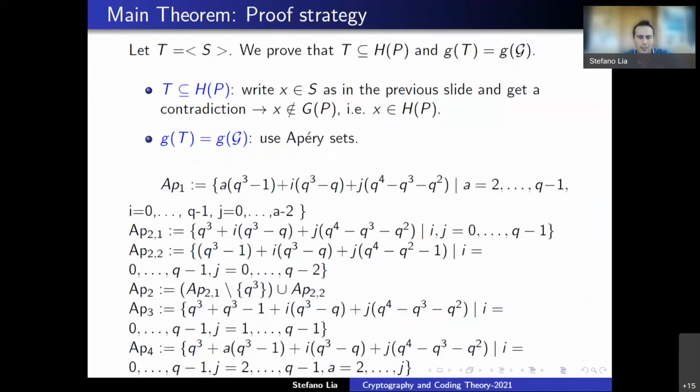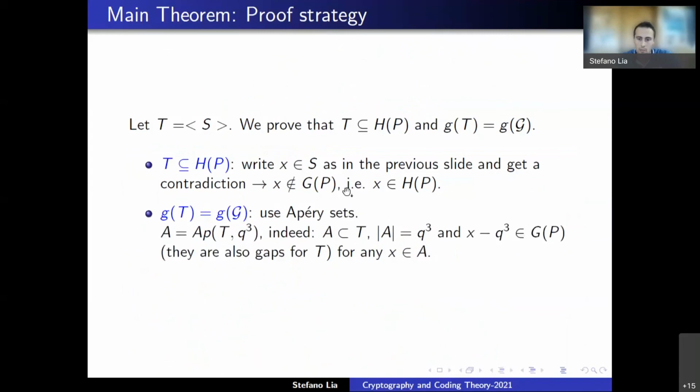So we found out that the disjoint union of these ugly sets is actually the Apéry set of H(P) at the non-gap q^3. And indeed, you can check that all the properties hold true. Therefore, we have our statement.